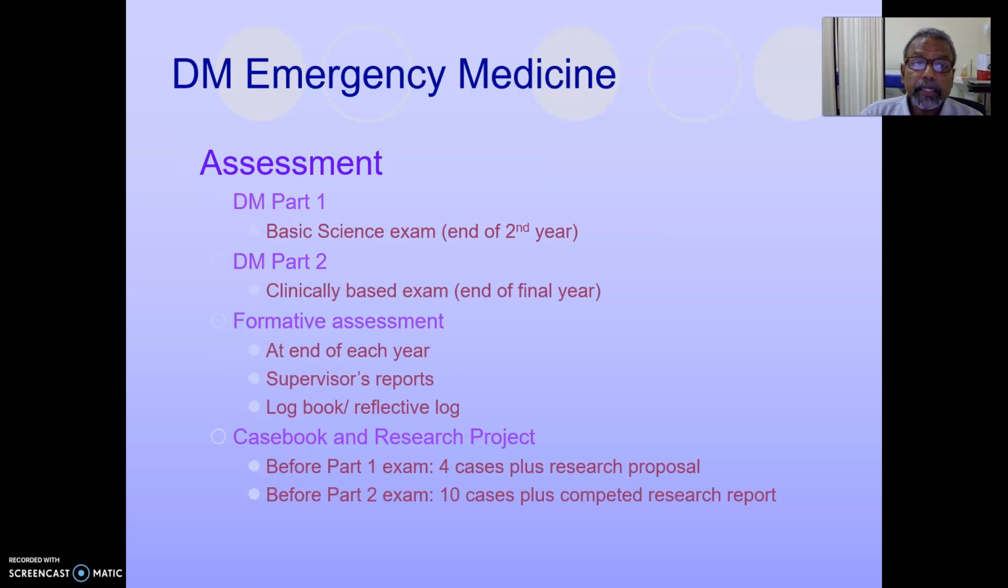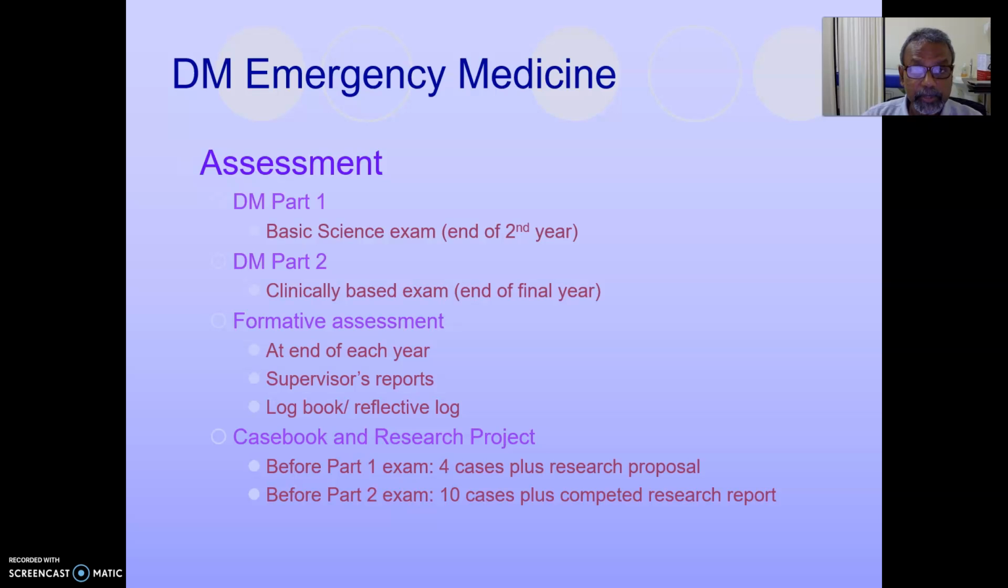So as we said, the assessment consists of your part 1 at the end of your 2nd year, your part 2, which is at the end of your final year, your formative assessments, which includes your 6-monthly appraisals and supervisors' reports, and your casebook and research project.